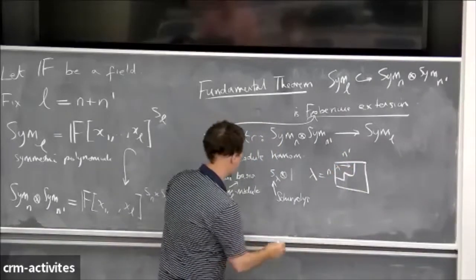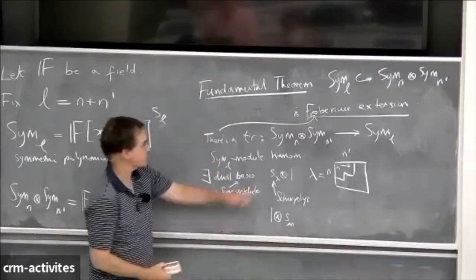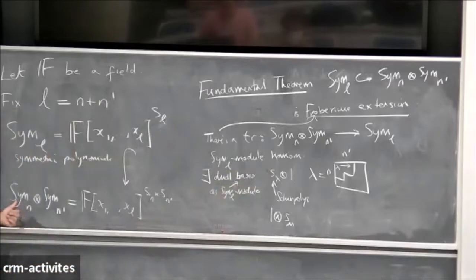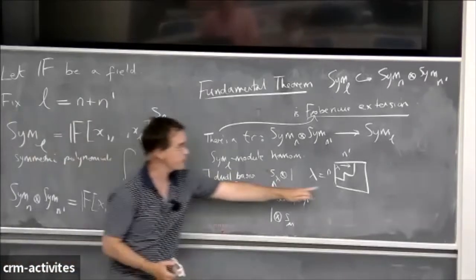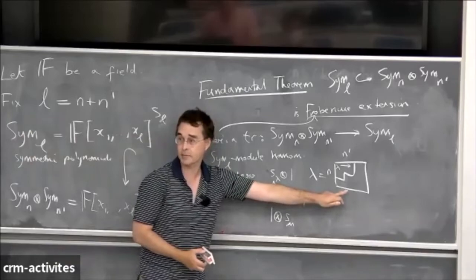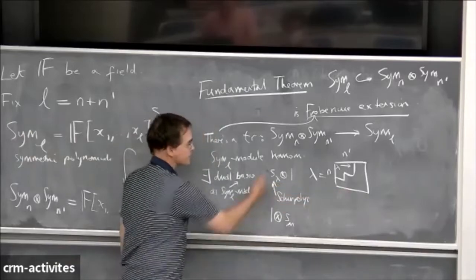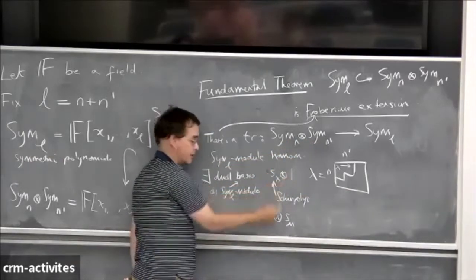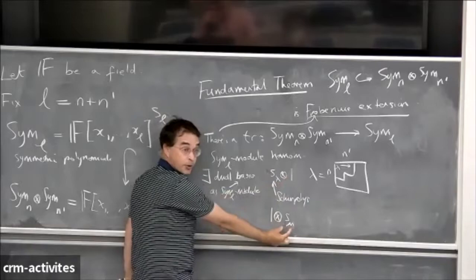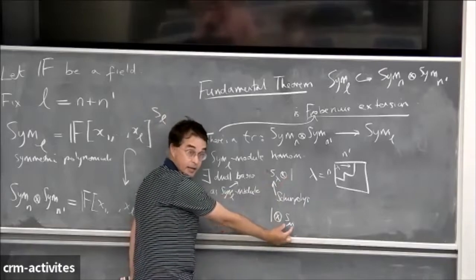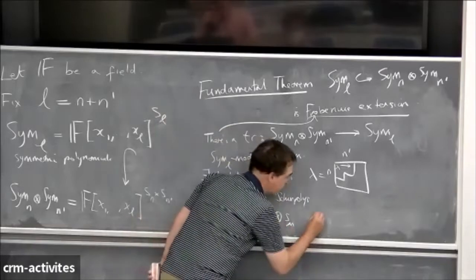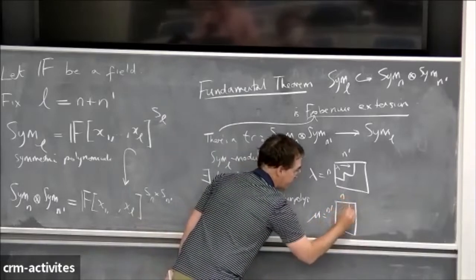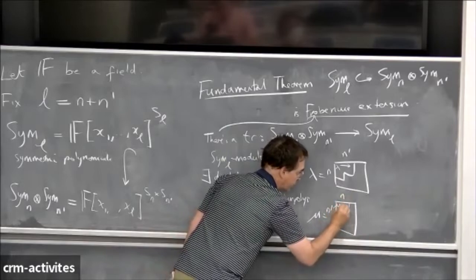And the other basis, so this is a Schur polynomial on the first n variables. This is in this Sym n part. So as lambda ranges over all partitions that fit in that n by n prime rectangle, this is one basis for Sym n tensor Sym n prime as a free Sym L module. And the other basis is just do the same, but put a Schur polynomial in the second n prime variables, these S mu's. And mu here should be a partition fitting in an n prime by n rectangle. Let me see if I can draw a mu like that.